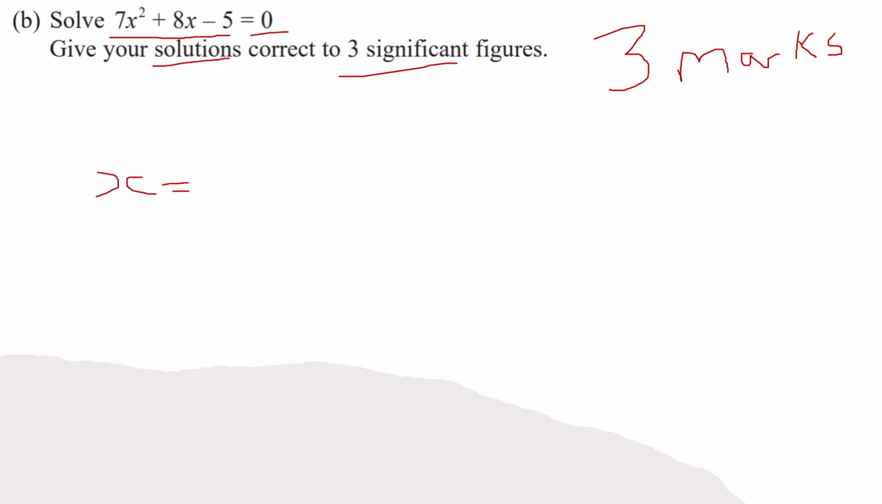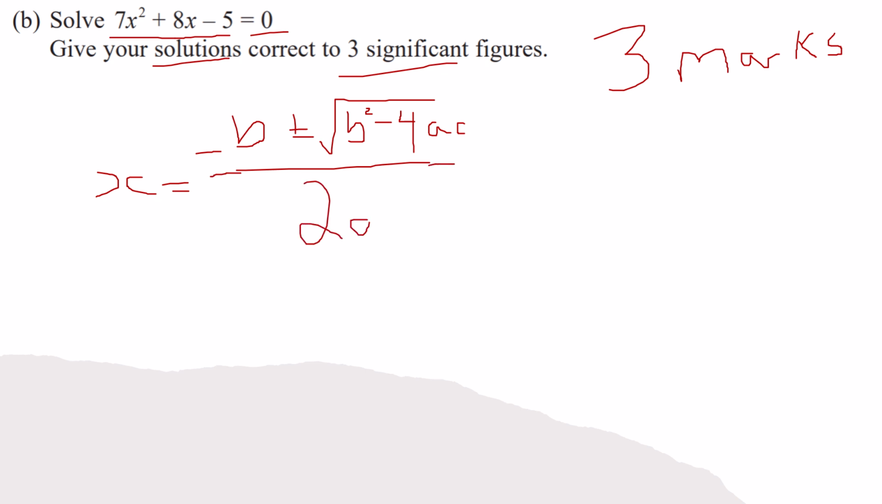The quadratic formula, which is given to you in this year's exam, is x equals minus b plus or minus the square root of b squared minus 4ac all over 2a, where a is the coefficient of x squared, so the number in front of x squared, b is the coefficient of x, and c is the constant, so the number at the end. So we have a equal to 7, b equal to 8, and c equals minus 5. Again, the signs are very important here.